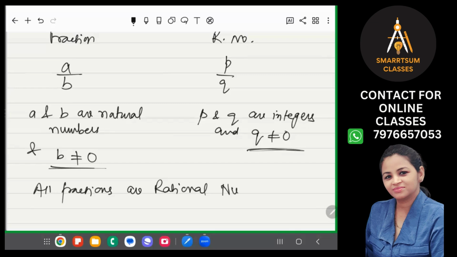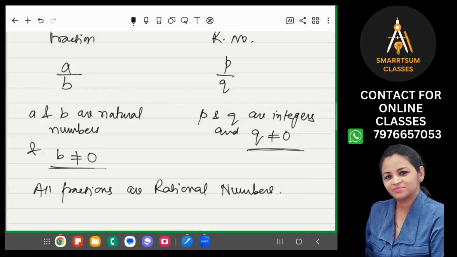So rational number is a bigger set of numbers which includes all fractions, decimals, integers, whole numbers, natural numbers. All are included in this rational number, right? So rational number is a bigger set of numbers in mathematics which includes all of them. Everybody getting this? Yes or no? That all fractions are rational numbers? Is that clear?